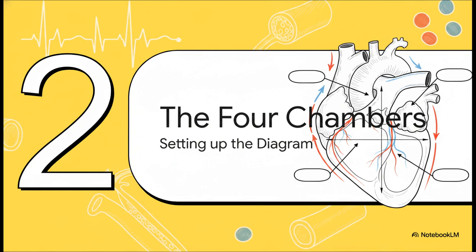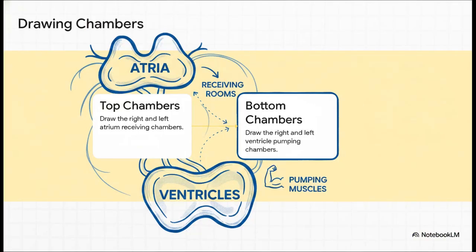Moving on to Section 2, the four chambers, and setting up our diagram. When you actually start drawing, you'll want to map out the top receiving chambers first. Those are the atria. Then, place the heavy-duty pumping chambers, the ventricles, right below them. You can think of the atria as the waiting rooms where blood first enters the heart. Then, those ventricles down below, they're the thick-walled muscular pumps that forcefully push the blood out to the rest of the body. Getting this top-to-bottom orientation right is your very first step. Oh, and a quick tip, when you're drawing, make sure to give those bottom ventricles much thicker walls than the top atria. That perfectly shows off the difference in muscle mass to your examiner.